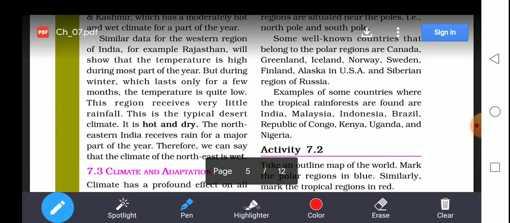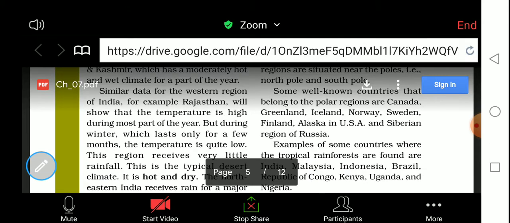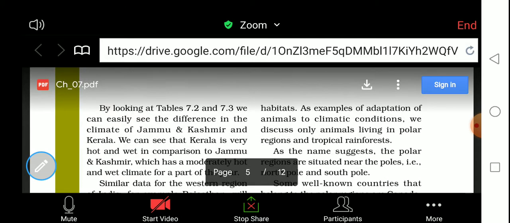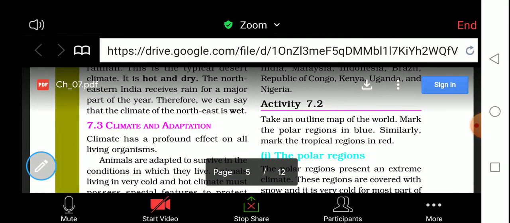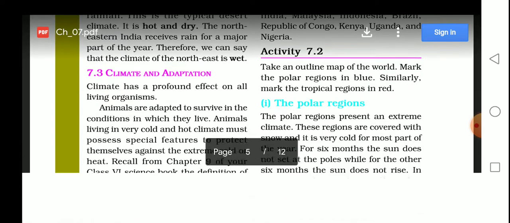Similarly, data for the western region of India, for example Rajasthan, I already discussed. These areas have a typical desert climate. It is hot and dry in this region. Northeastern India receives rain for a major part of the year. Therefore, we can say that the climate of the northeast is wet. Most of the time it rains there, so the weather condition is wet.